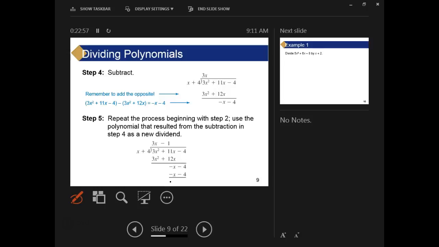Bring down the minus 4, just like you brought down the other numbers before. Then x will go into negative x, negative 1 times. Negative 1 times x, negative 1 times 4, negative 4. This time you have no remainder. That means you did factor it completely. Your answer was 3x minus 1.